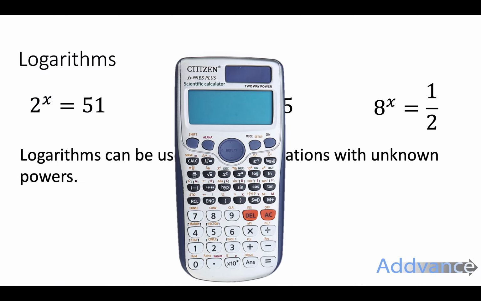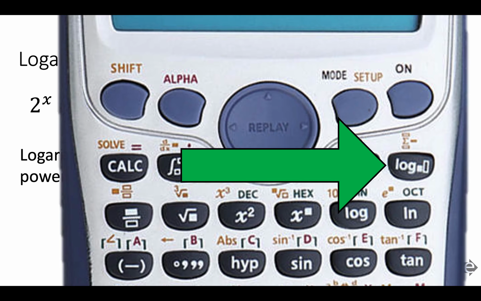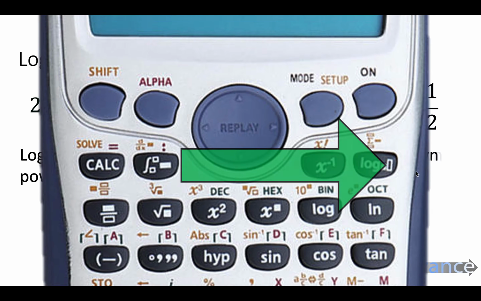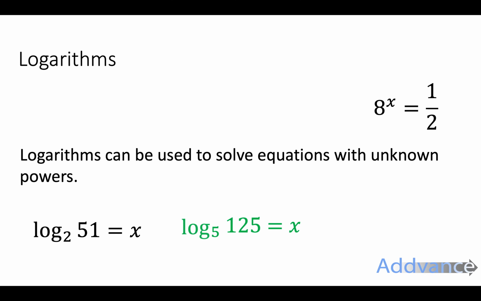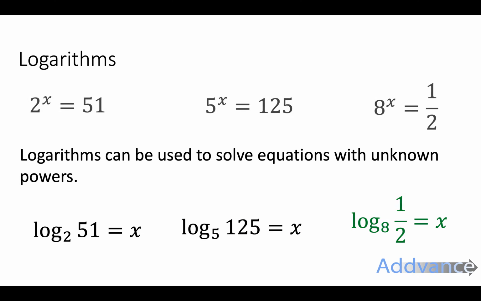The first one we're going to solve using our button on the calculator. We use this button here, log button, and we're going to type in log 2 of 51. For the next one, 5 to the power x equals 125, log 5 of 125, and log 8 of a half. When you type these in, you will get a decimal or a number answer, and you can check these by just putting them into the original equation.